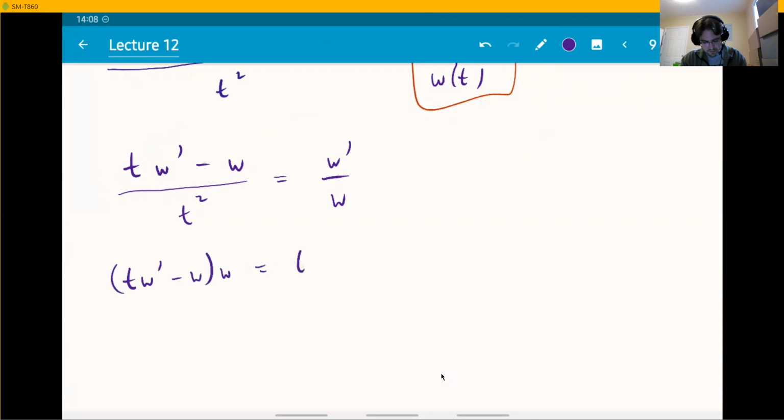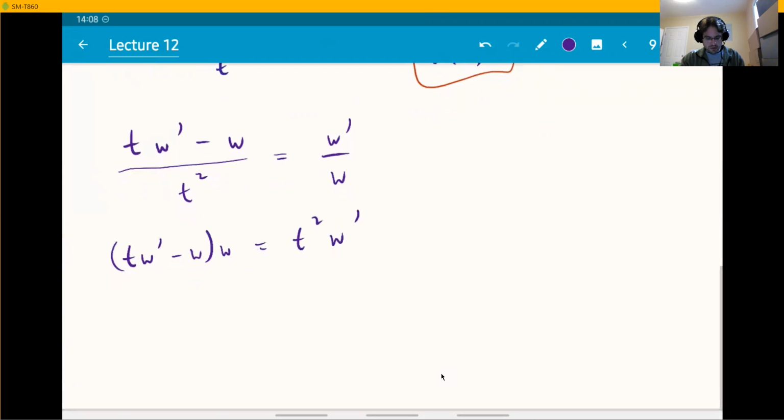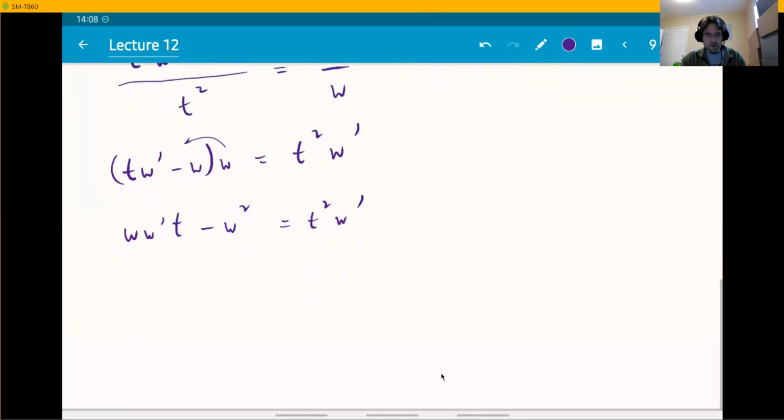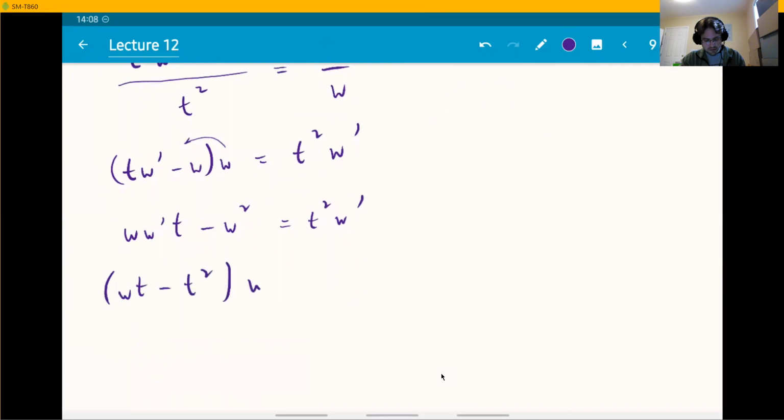Like this. I just cross multiplied, and I'm going to distribute this little w inside. So w prime t minus w squared equals t squared w prime. Let me move all the w primes to one side and factor, and all the things that don't have w prime on the other side. So this guy, t squared w prime, came to the left. And here it is, t squared w prime with a minus sign.